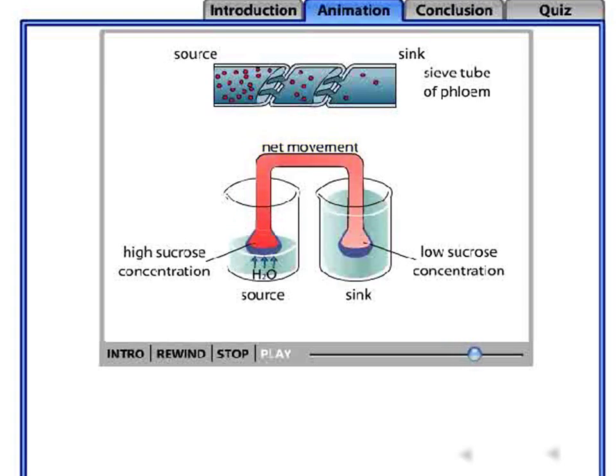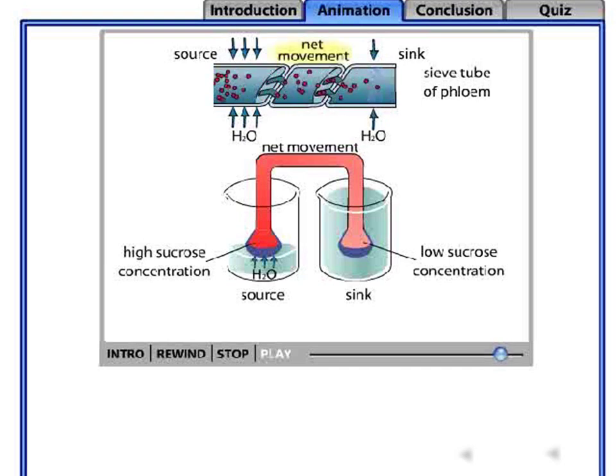Now consider a sieve tube that contains a high concentration of sucrose at one end and a low concentration at the other. Water initially flows by osmosis into both ends, but flows much more abundantly into the source end. This incoming water at the source end pushes the sucrose solution through the tube.